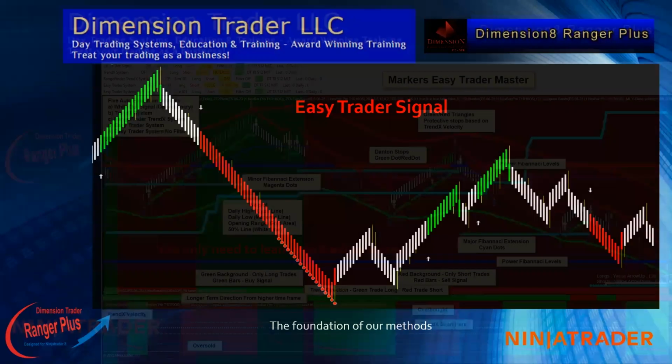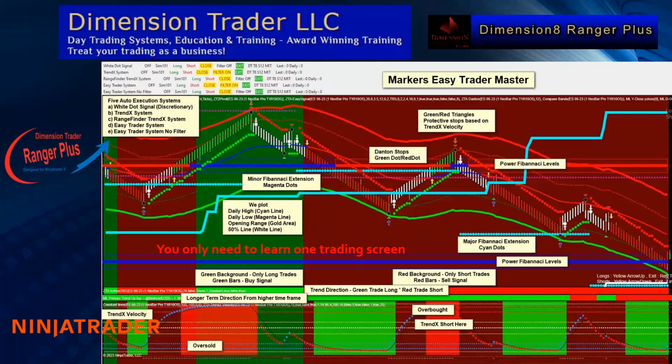So next thing is, this is what our workspace looks like. And I've put a lot of labels on it, so it looks busy, but when you take off the labels, it's not so busy, and you'll see this real time. But you'll notice on this worksheet, this is the worksheet you learn. And this is the trading worksheet that you'll learn, and it applies to all things. We have on it 5 auto execution systems. We have our Easy Trader system, and we have our Easy Trader system with no filter. We have a rangefinder TrendX system, a TrendX system, and a white dot signal system. We teach you how to use those, and you can turn those on or off as needed.